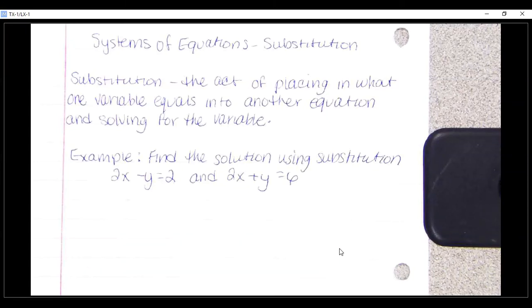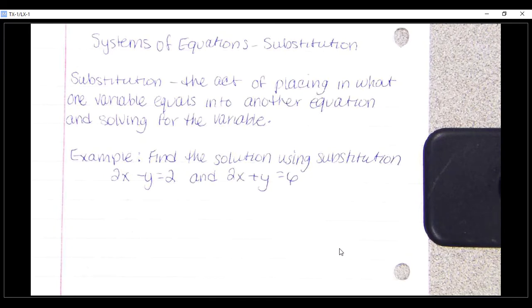Everyone. Today we're going to be working on systems of equations substitution. So just like what we did with graphing, we're trying to find that one point that will make both equations equal. Now substitution is the act of placing in what one variable equals into another equation and solving for that variable. Substitution is seen a lot in sports. Somebody playing one part of the sport will be taken out of the game and replaced with something else. So that's kind of the key concept we're going to be using throughout this entire problem.